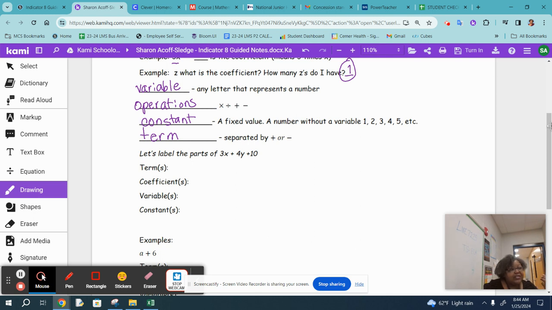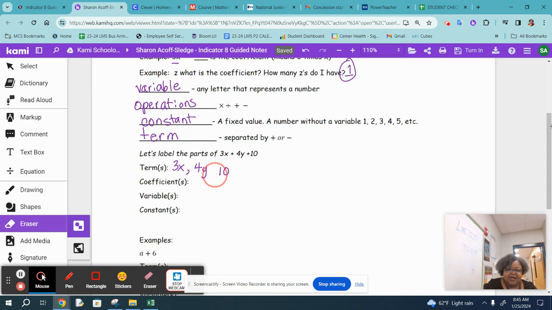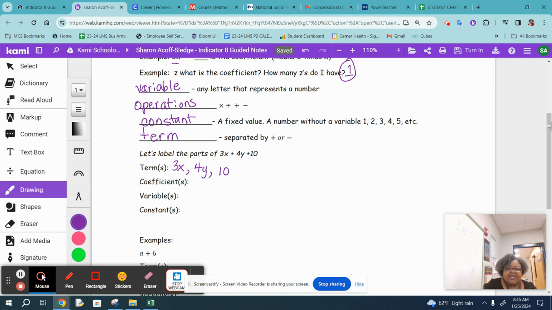So my terms are separated by plus and minus. So my terms are 3x. My next term is 4y. And then another term is 10. I didn't mean to put plus. I meant to put a comma. So separate them by commas.